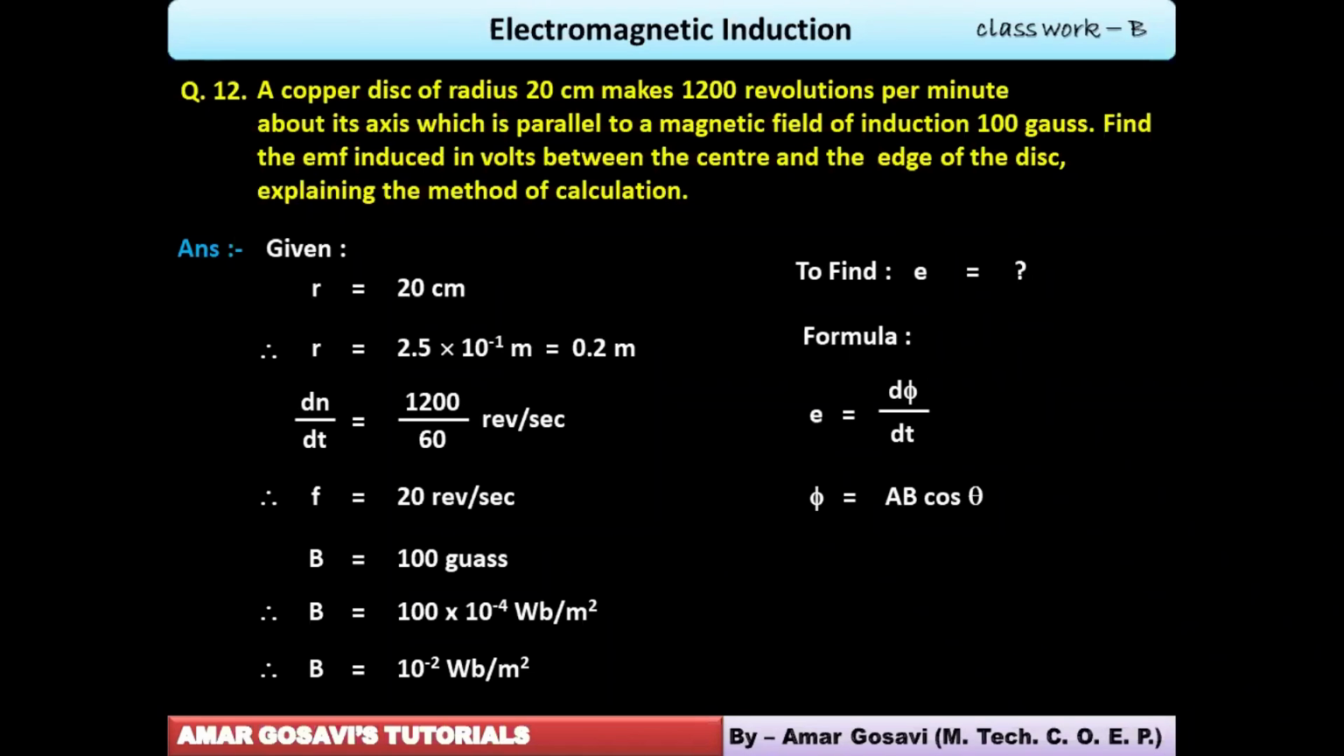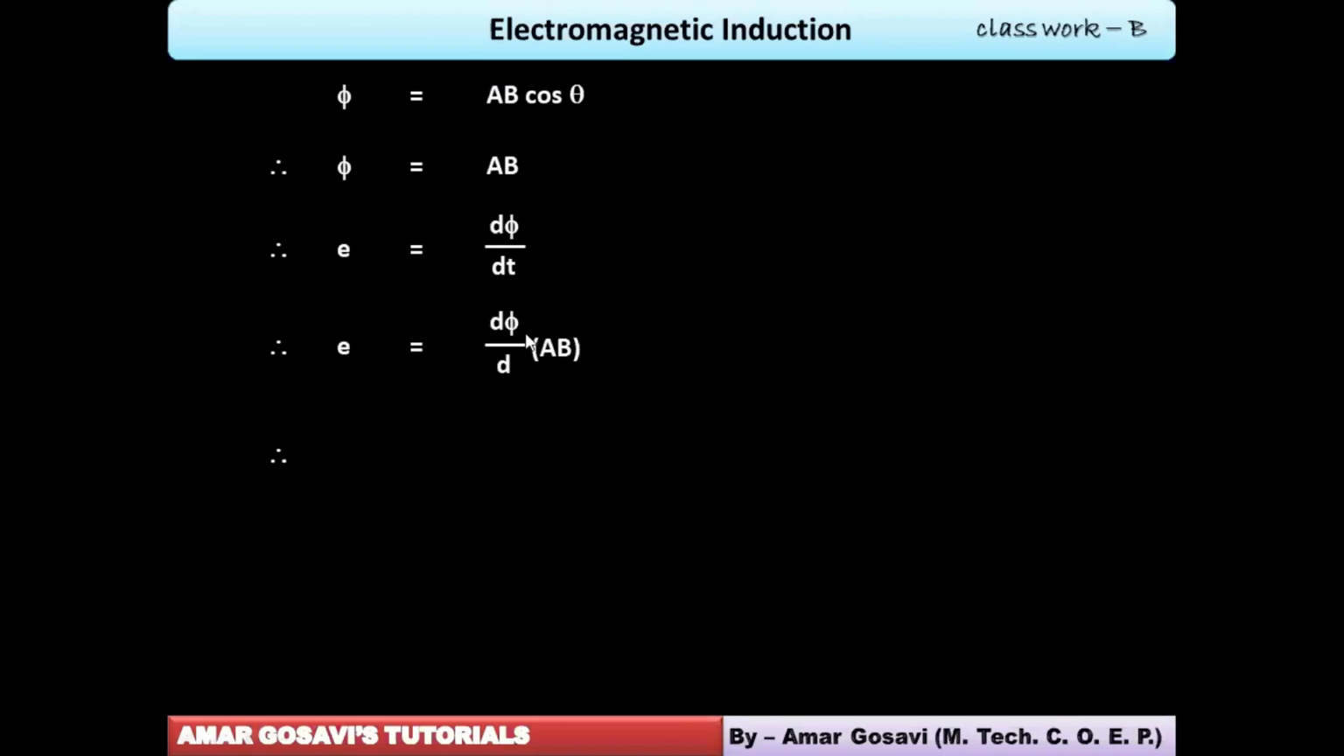Hopefully you have noted this down. I'll put the value of phi here. You can see this value of phi would be substituted in this place, and then we'll try to work out the situation. So phi is AB in this case because cos theta is 1, theta is 0. So E can then be represented as d phi by dt, or you can just put it as d by dt of AB. Just make that correction, d by dt of AB instead of phi.